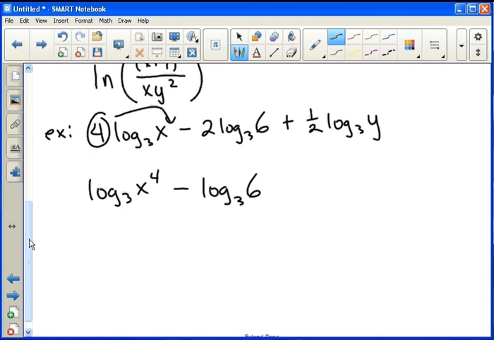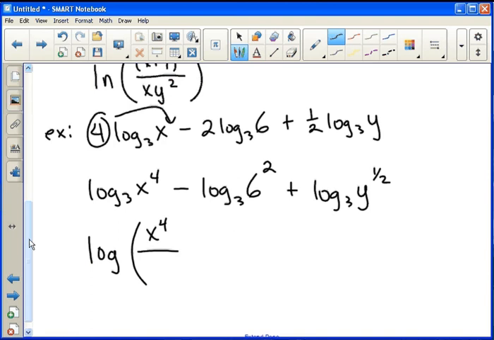Okay, now that we've got all the exponents where they need to be, I would combine these. So I do log of, this first piece is positive, so it goes on top. This next piece is negative, so it goes on the bottom. I'm going to go ahead and write 6 squared as 36. And then this last one is a positive y to the 1/2, so it means to be multiplied, which means it goes on top. So that would be our final answer. Again, any positive ones go on top, any negative ones go on the bottom. Positive is multiply, negative is divide. And if you'd rather write y to the 1/2 as the square root of y, that would be fine too.